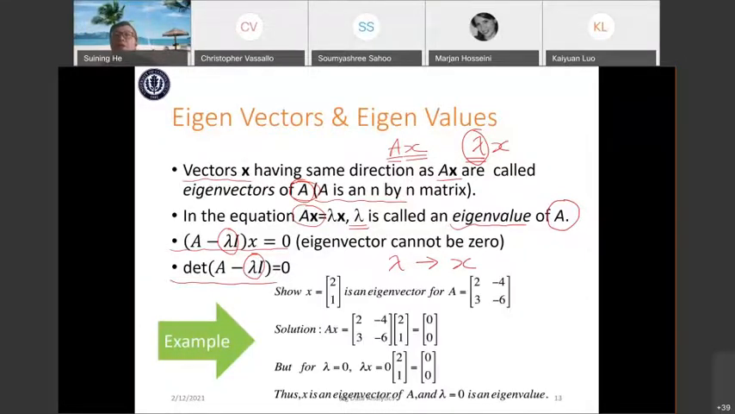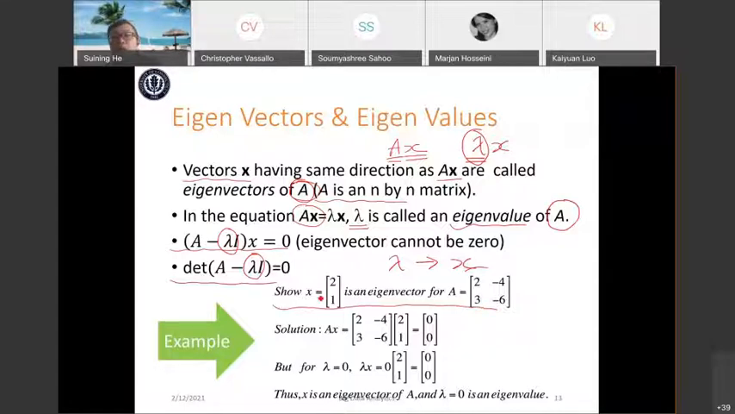It is a very simple example. The question is to show that this vector x is an eigenvector of the matrix A. Matrix A is given here. That is a 2 times 2 matrix. It may not be symmetric, but that is fine, because eigen decomposition can be applied to a matrix that does not necessarily have to be symmetric.